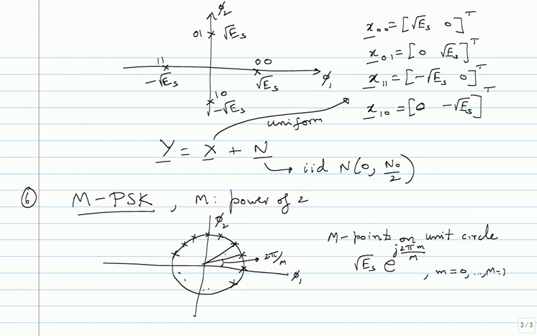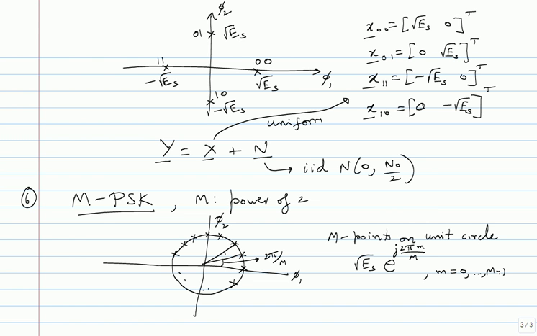1, j, minus 1, minus j. So there are 4 points, plus or minus 1, plus or minus j. Okay, so in the MPSK case, you have e power j 2 pi m by M. Of course the root Es is floating around. Usually forget the root Es in most cases. Is that clear? Then you have to map your log M base 2 bits into each of these constellation points, and you can do that in any way you want.